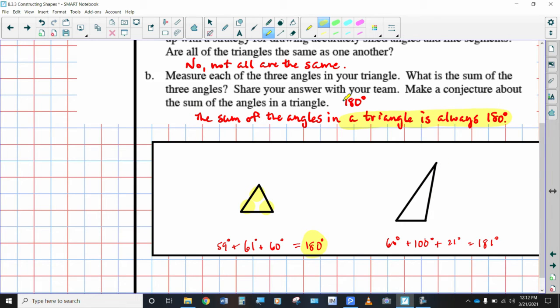But this is the big idea right here. All triangles have a total sum of 180 degrees when you add up all three angles of that triangle. There are other proofs that we could use too, and we'll get more into that in 8th grade. Chapter 9 of 8th grade, we'll get deeper into this idea of the triangle sum theorem.